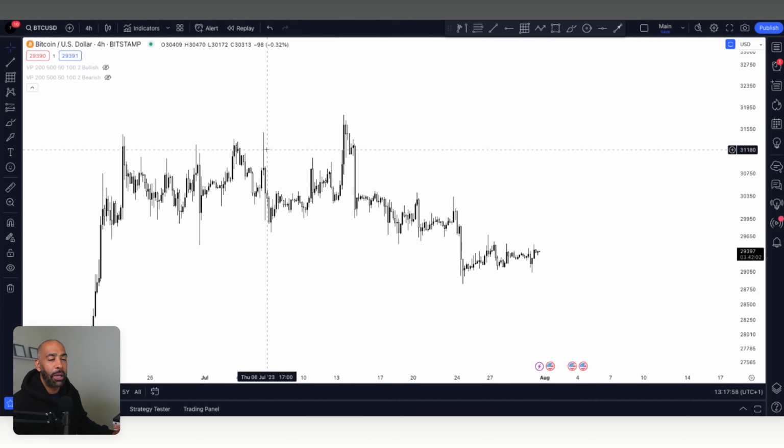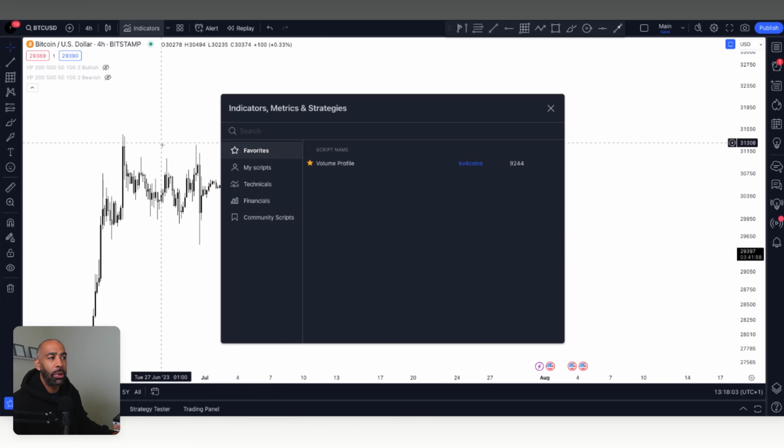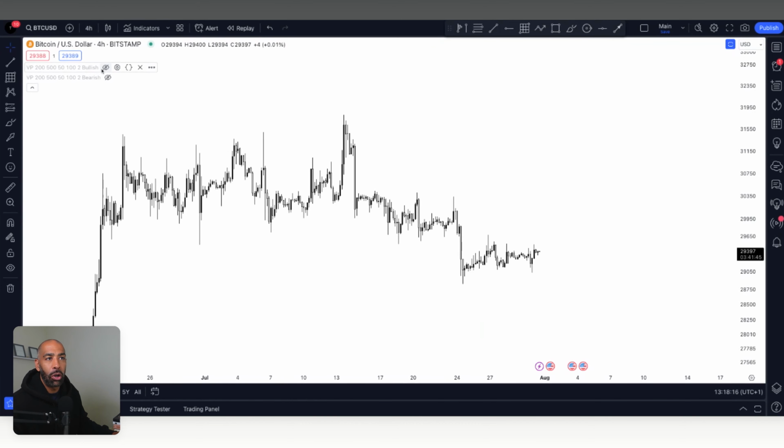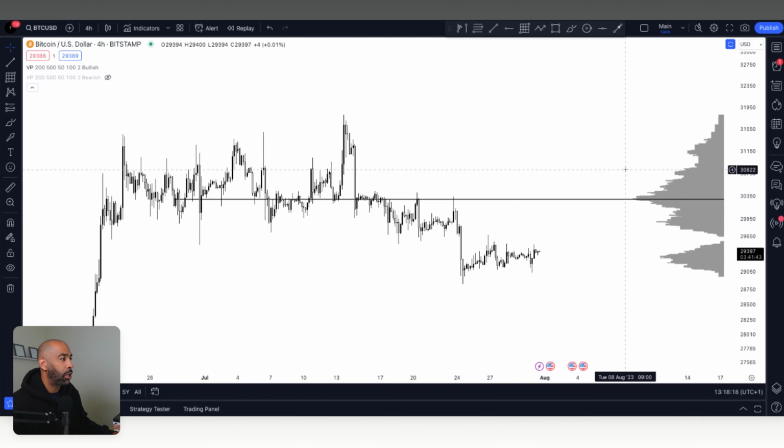So at the moment, I'm on this Bitcoin chart, nice and clean for you. What you're going to do is come over to your indicators and type in volume profile, okay? As you can see, I've already started this. Now there's going to be many, but what you want to go for is the KV4 coins, okay? And then they're going to come up on your screen. And this is what they're going to be, okay?